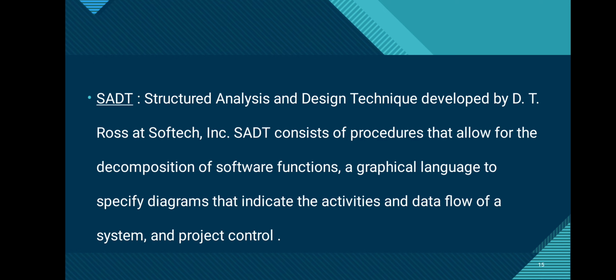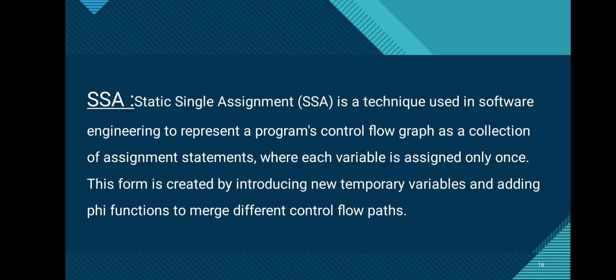It was developed by D.T. Ross at SofTech Inc. It consists of procedures that allow for the decomposition of software functions in a graphical language to specify diagrams that indicate the activities and data flow of a system and project control. And then the second one is SSA, Static Single Assignment. It is a technique used in software engineering to represent a program's control flow graph as a collection of assignment statements where each variable is assigned only once.